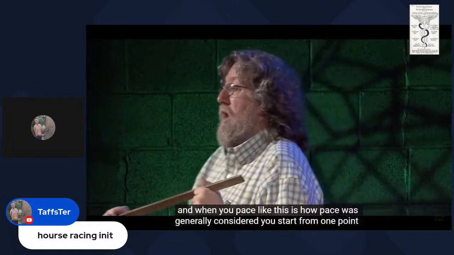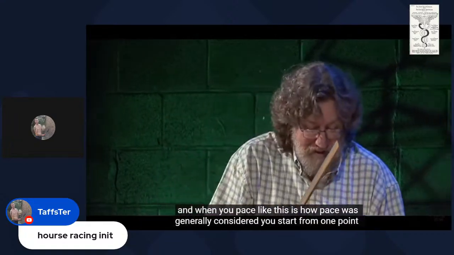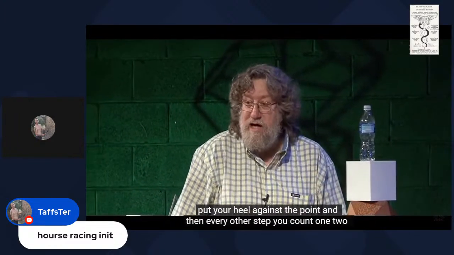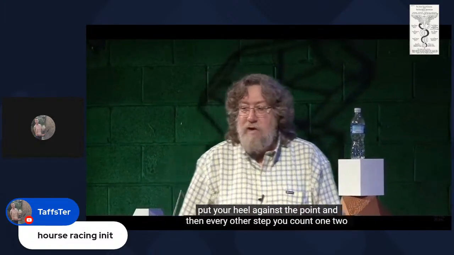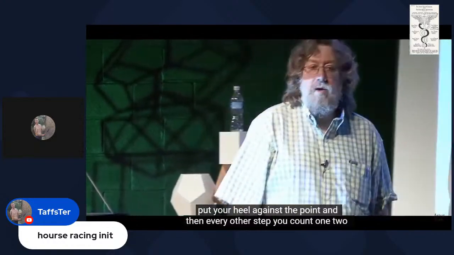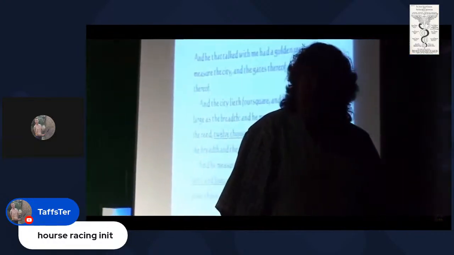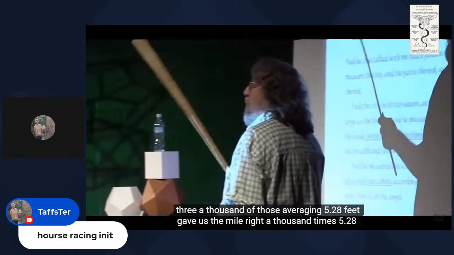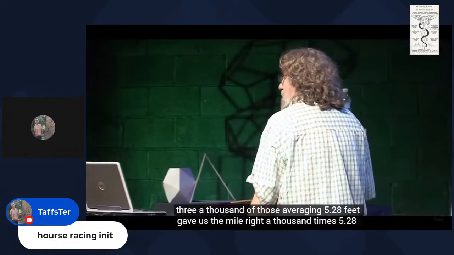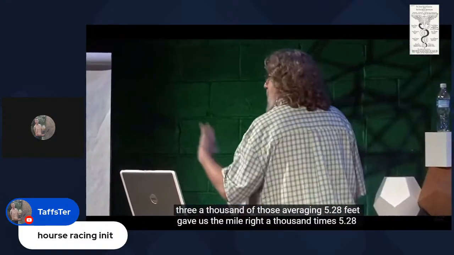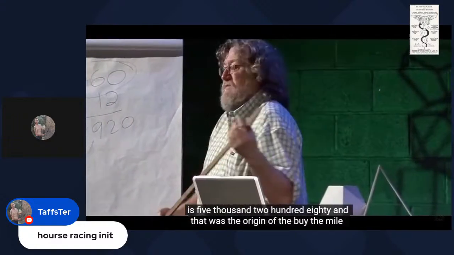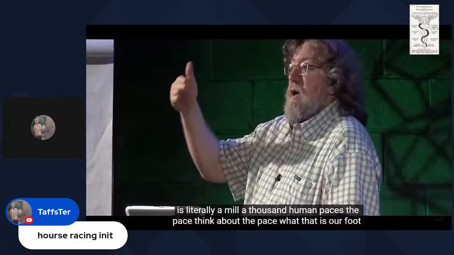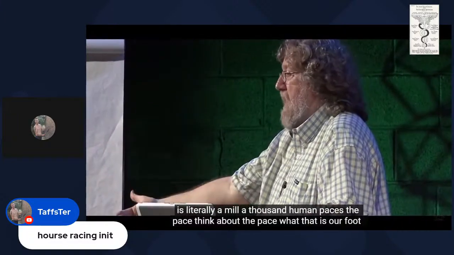And when you pace, this is how a pace was generally considered. You start from one point, put your heel against the point, and then every other step you count. 1, 2, 3. 1,000 of those, averaging 5.28 feet, gave us the mile, right? 1,000 times 5.28 is 5,280. And that was the origin of the mile. The mile is literally a mill, 1,000 human paces.